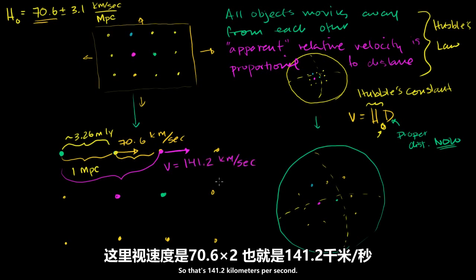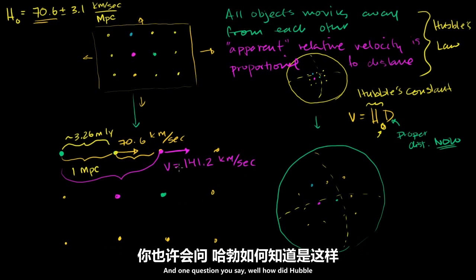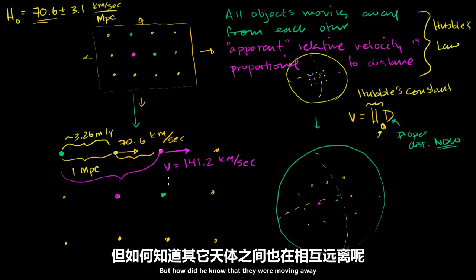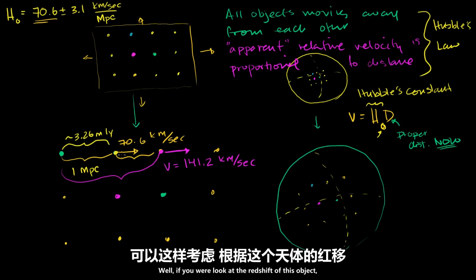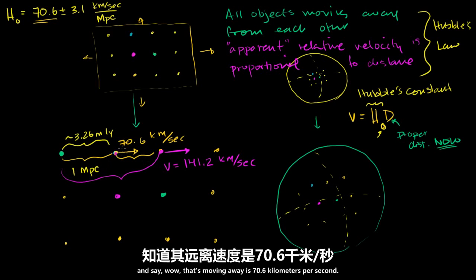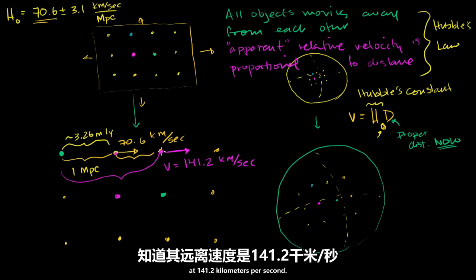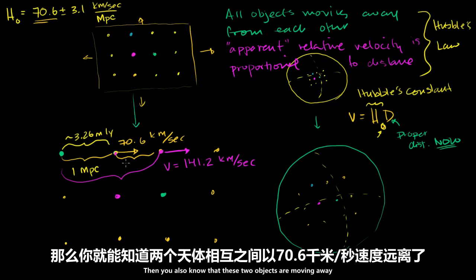And one question you might ask is, how did Hubble know? You could observe the redshift of objects moving away from us, but how did he know that they were moving away from each other? Well, if you were to look at the redshift of this object and say, wow, that's moving away at 70.6 kilometers per second, and then you were to look at the redshift of this and say, wow, that's moving away from us at 141.2 kilometers per second, then you also know that these two objects are moving away from each other at 70.6 kilometers per second.